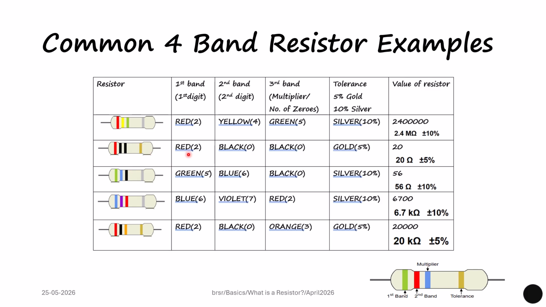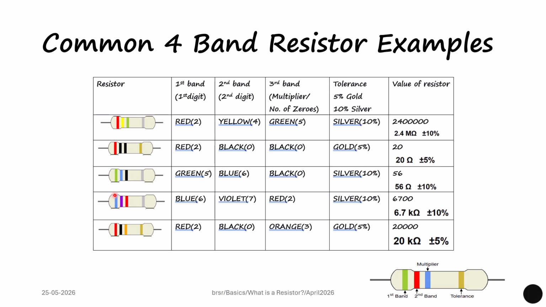The second example, we see that the bands are red, black and black followed by a gold band. So red means 2, the first digit, black 0, the second digit, and the third black is the number of zeros or the multiplier. So the value of the resistor is 20 ohms, the band being gold for tolerance, it is plus or minus 5%.